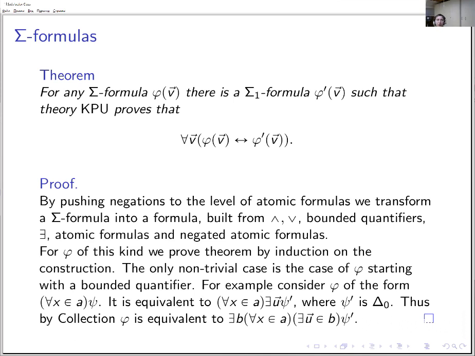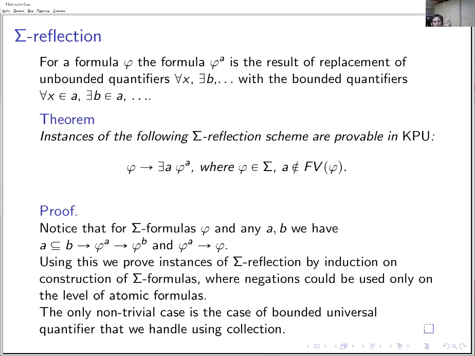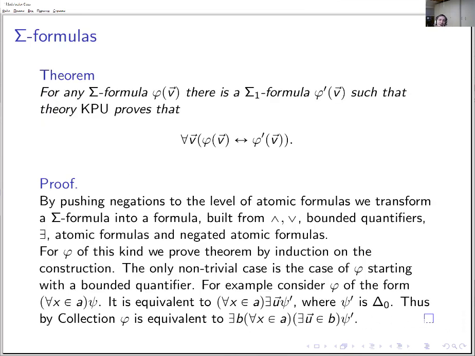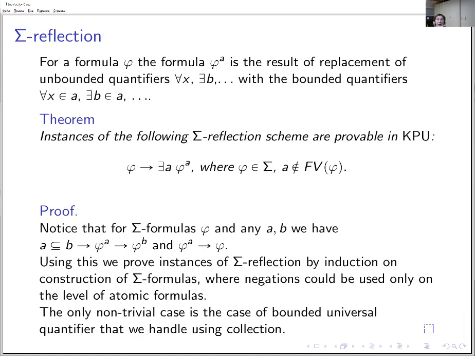So now we transform formulas by induction. And so basically by induction we get this equivalent transformation of sigma formulas into sigma 1 form. Then the standard fact is sigma reflection.